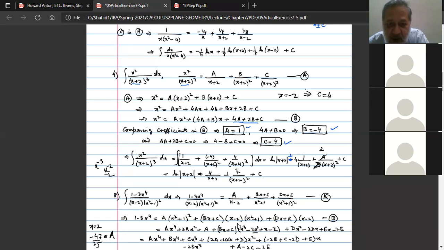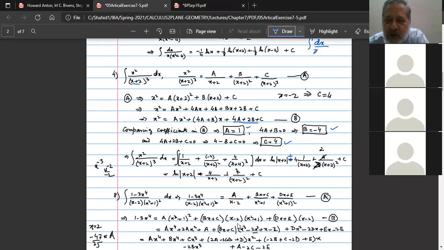Integration of 1 upon x plus 2 whole square, when you integrate, dx upon x plus 2 whole square. So power -2 है और x plus 2 का डेरिवेटिव 1 यहाँ पे है, तो पावर इंटीग्रल है, so it becomes minus of 1 upon x plus 2.